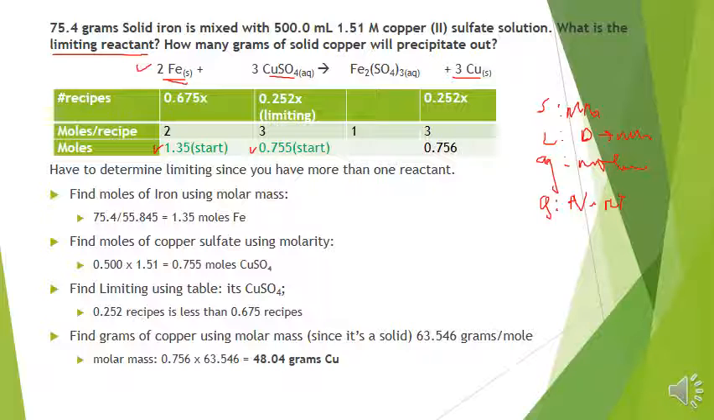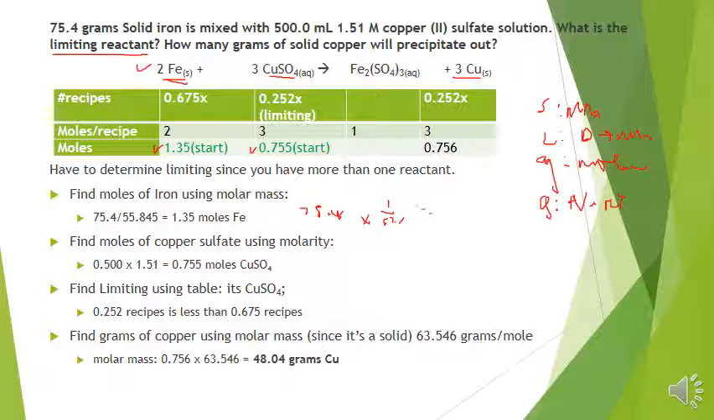So iron's a solid, so we're going to use molar mass. We start out with 75.4 grams, and you divide by the molar mass, 55.845. I left the units out, but this would be grams, and this would be grams per mole. The grams cancel out. If you want to use scientific notation, it'd be 75.4 times 1 over 55.845. So there'd be moles on top, grams on the bottom, and the grams would cancel out.